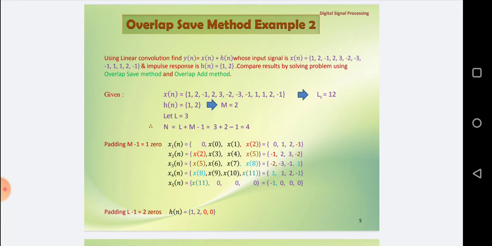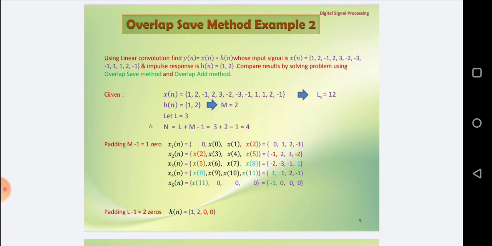While writing x2 of n, we have to keep in mind that the last element of x1 of n is copied to the first element of x2 of n. So -1 is repeated. So -1, 2, 3, -2, again repeating -2: -2, -3, -1, 1, again repeating 1: 1, 1, 2, -1, and the last -1 is again repeated. As there are no more elements in x of n, we write 3 extra zeros. So these will be my subdivided sequences x1 of n, x2 of n, x3 of n, x4 of n, and x5 of n, each of length 4.